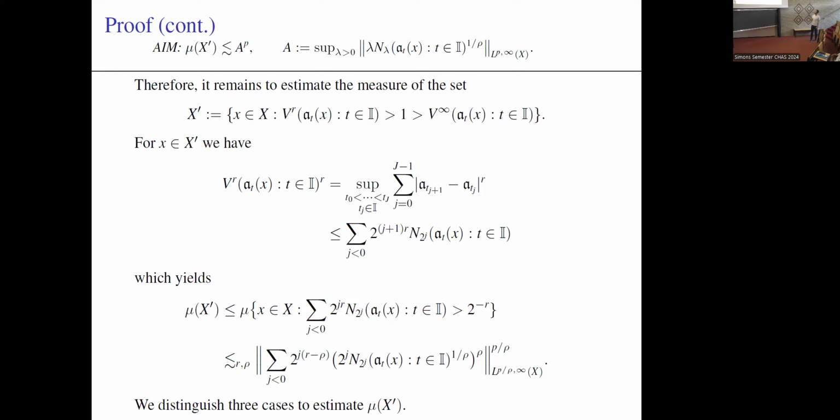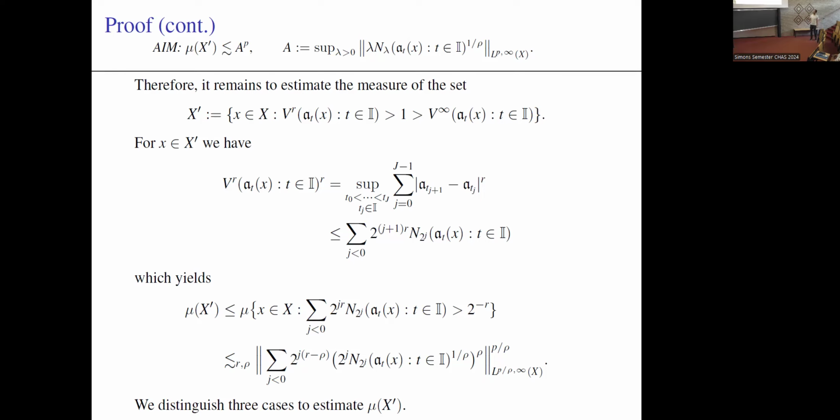Then we just use the definition of r-variations. This is the right-hand side, and we split those differences depending on how large they are. We do it diagonally, which is why this j appears here, and we look at the jumps which are of height 2 to the power j, or more or less 2 to the power j. Since we assume that we do not have jumps of height larger than 1, we can restrict to j's which are smaller than 0.